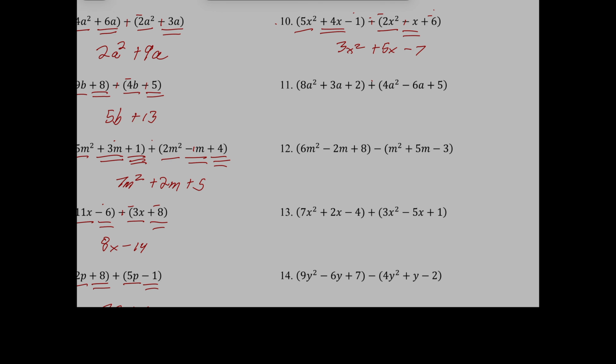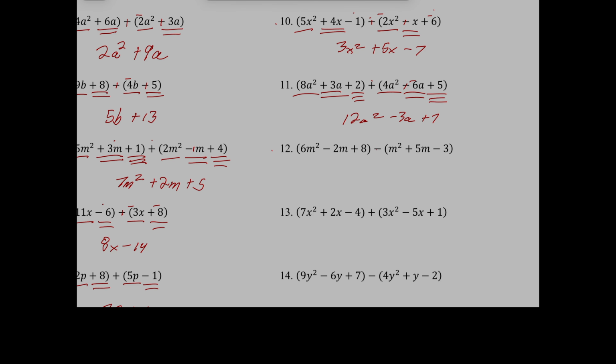All right, a plus sign, we're just going to combine. I got my a squareds. I've got my a's. I'm underlining the sign as well, unless I'm being sloppy. 8a squared plus 4a squared is just 12a squared. 3a plus negative 6a, add a line, change a sign, would be a negative 3a, and a positive 2 plus a positive 5 is a positive 7.